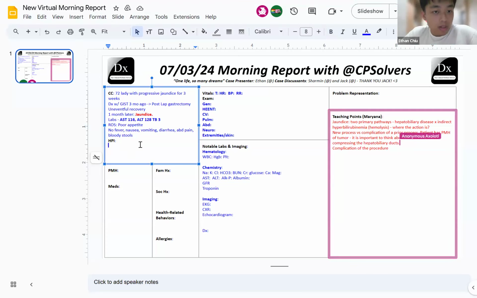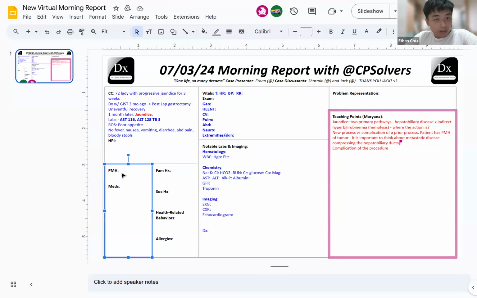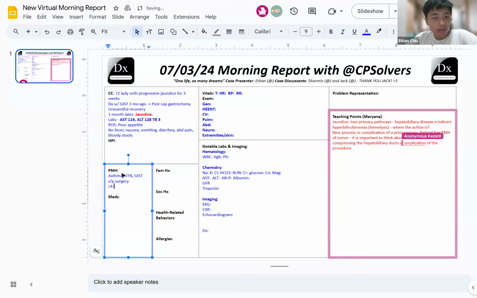On her past medical history, she had asthma, hypertension, gastrointestinal stromal tumor status post the partial gastrectomy 2 months ago, and L4-L5 spondylolisthesis. On her medications, she was taking amlodipine for hypertension, silymarin for liver protection as a supplement, and astaxanthin. She had an unremarkable family history and social history.